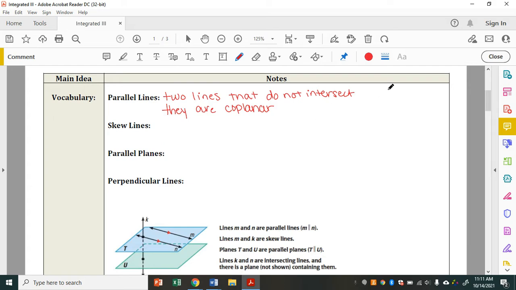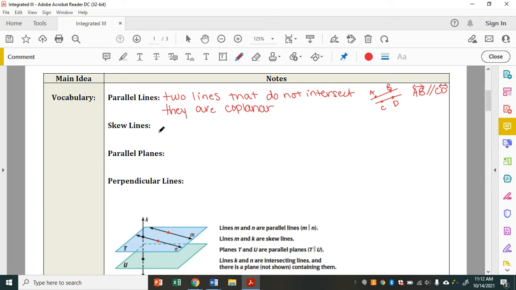When we see parallel lines, just as an example, say this is line AB and line CD. We would say that line AB is parallel to line CD. So this double line here means that those lines are going to be parallel.